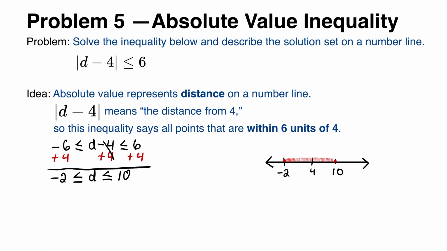So the final answer here, as I've pointed out, is -2 less than or equal to d is less than or equal to 10. This shows how absolute value inequalities describe a range of values. In the next problem, we'll solve a nested absolute value equation and find the values of x that make it true.